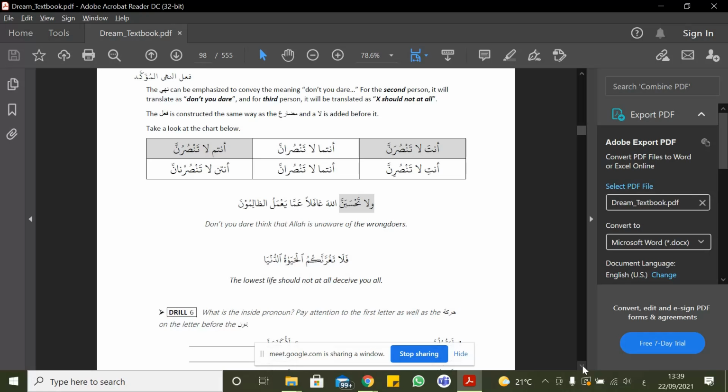غافلا عما يعمل. Now what does ya'malu look like to you? It's a fi'l مضارع. What's the fa'il here? It would be huwa. الظالمون are the people who do dhulm, the oppressors, and that is plural. So يعمل is the fi'l, the fa'il is huwa, and Zalimuna is the maf'ul bihi because it is nasab.